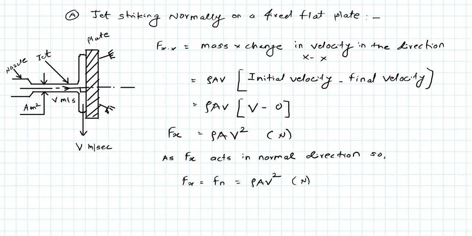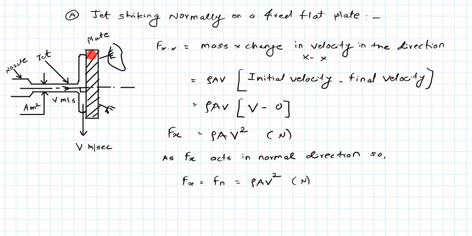Let's consider one plate. It is a fixed plate, as shown. This will be the fixed plate, and this symbol shows the fixed one. Let a jet of water of cross-sectional area a meter square strike a fixed flat plate normally with a velocity v meter per second, as shown in the figure.